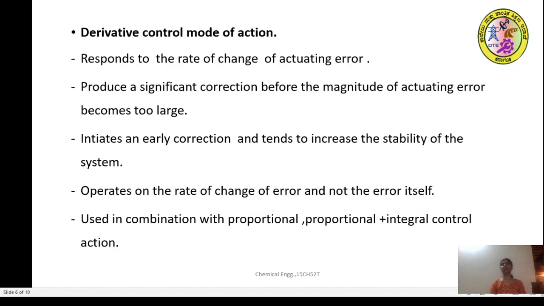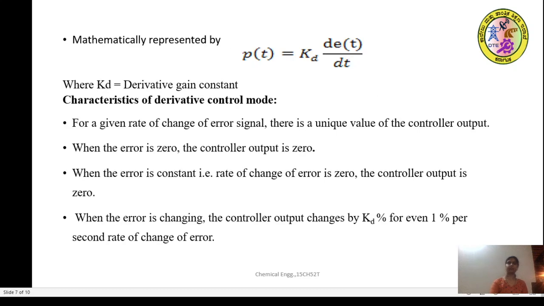How much the error is changing, based on that the correction is made by the derivative mode of control action. And it is not used individually. It is always used in combination with the proportional and the proportional integral control action.